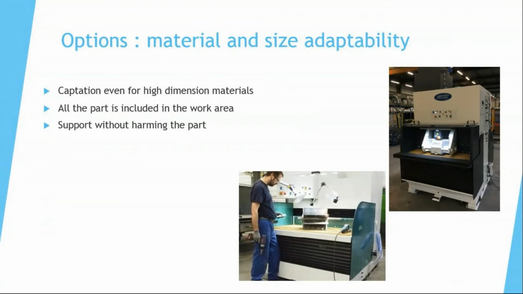Another option is material and size adaptability, with lateral panels to adapt to the weight, size or materials of the piece you're working on. So there is capture even for big machined materials. All the parts are included in the work area, which is the main advantage of a Downdraft table. And the material, which is the support of the table, doesn't harm the parts you're working on. So it could be touched with a lot of force. It could be a really heavy material, and it won't be hurt by the machine.